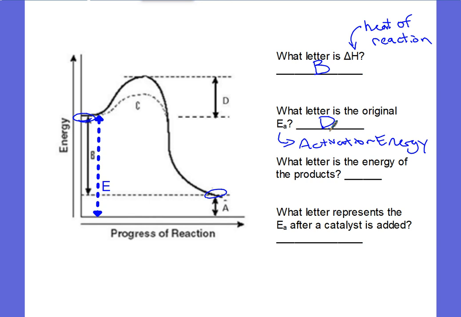C represents if you add a catalyst. All right, if you add a catalyst, that's this here down here. I skipped one, but if you add a catalyst, it lowers the amount of energy you need, which then makes the reaction go faster. And then energy of the products would be A. And let's also add energy of reactants. And that would be E. The energy of the reactants is E, where the energy of the products is A.